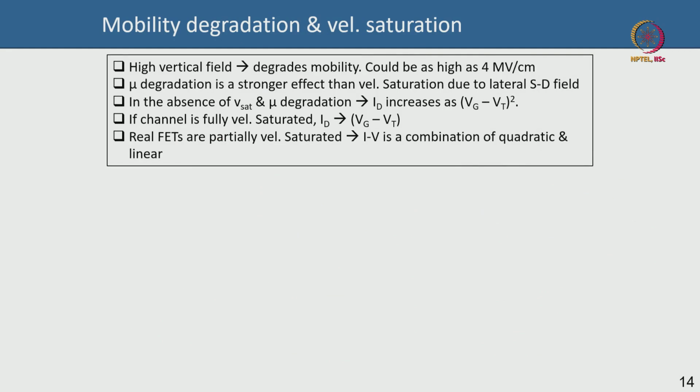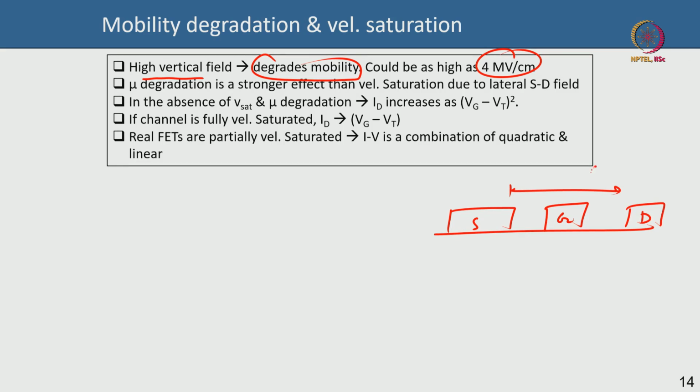As I keep telling you, with higher vertical field because of reduced scale devices, your mobility degrades and you adopt strain channel. Of course, the vertical field could be as high as 4 to 5 megavolt per centimeter, which is pretty high. Although your source and drain are also scaled down, the field in the source drain also starts kicking in, and it also leads to velocity saturation. The field in the lateral direction is never as high as the field in the vertical direction in the oxide.